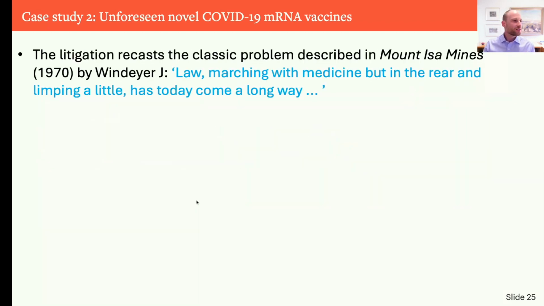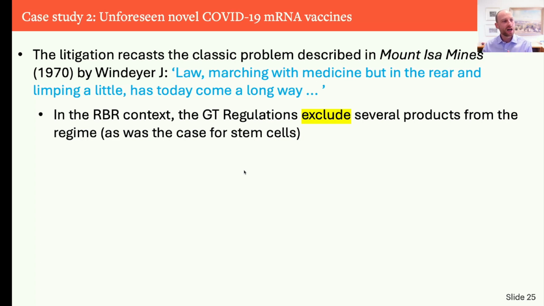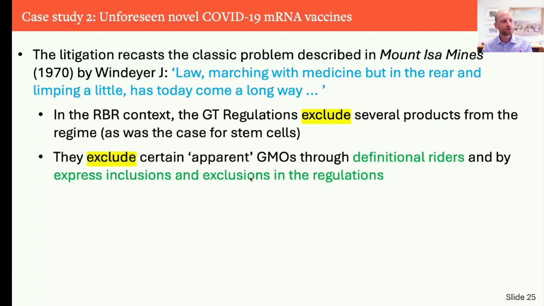In my opinion, this litigation recasts a classic problem that we all have heard of, described in Mount Isa Mines by Justice Windeyer as law marching with medicine, but in the rear and limping a little, has today come a long way. In other words, medicine moves fast and innovates, and the law has to catch up. In the mRNA context, the GT regulations that I talked about earlier exclude several products, as I said. They exclude certain things that might apparently be genetically modified organisms through what I'm calling definitional riders and by express inclusions and exclusions.